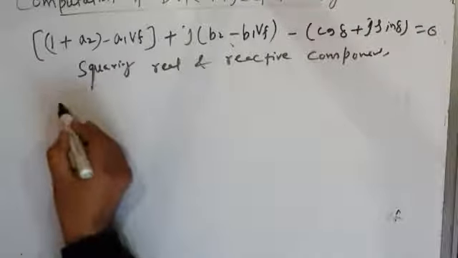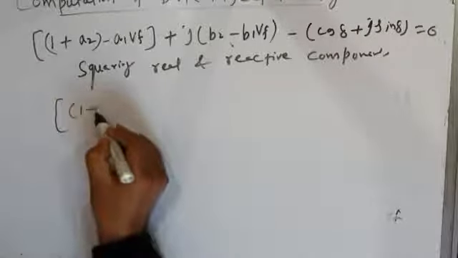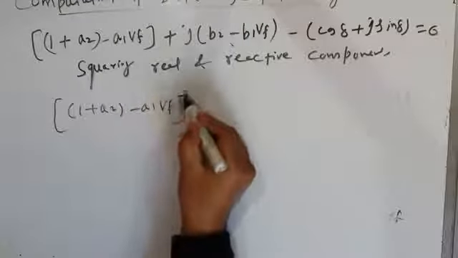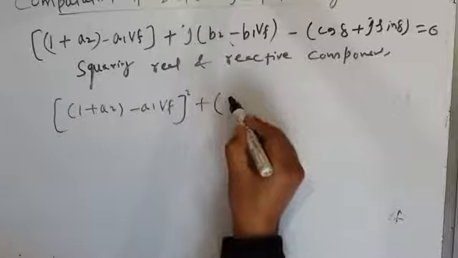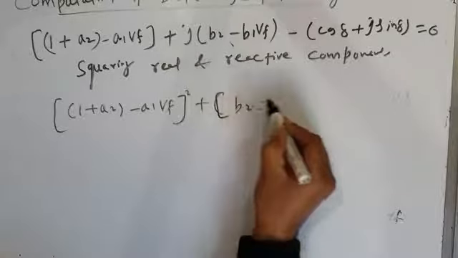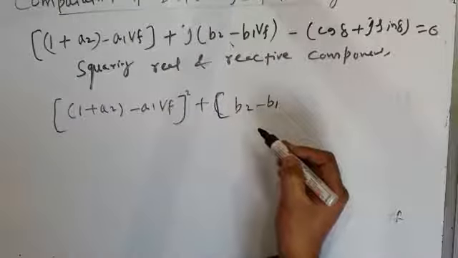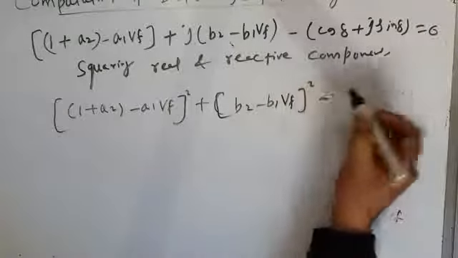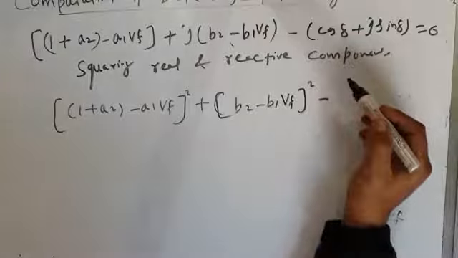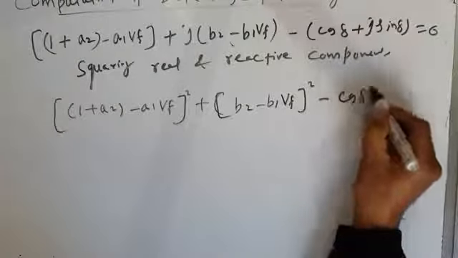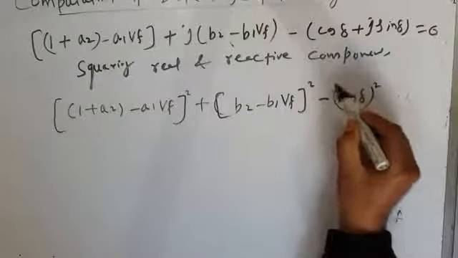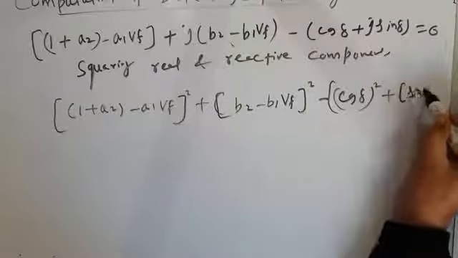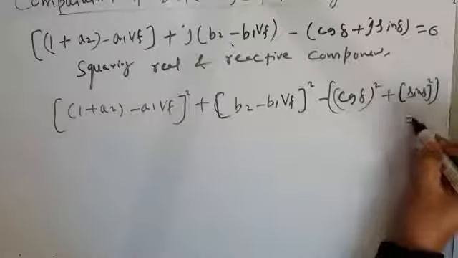So the real part is this, I will square it: (1 + A2 − A1 VF) whole square. Plus the reactive part is this, I will square it also: (B2 − B1 VF) whole square. Minus, the real part is cos delta whole square, plus the reactive part is sin delta whole square, is equal to 0.